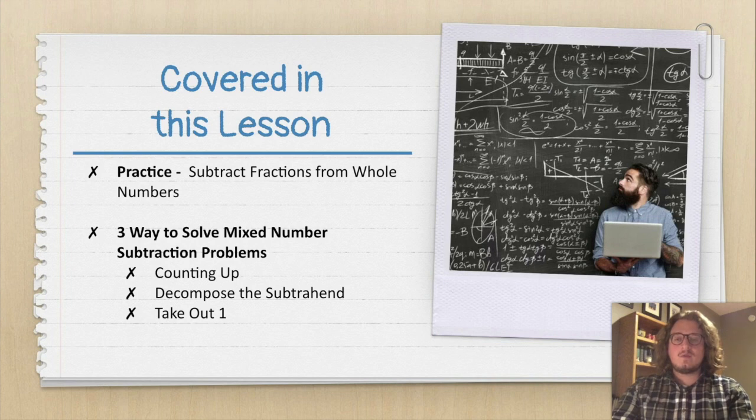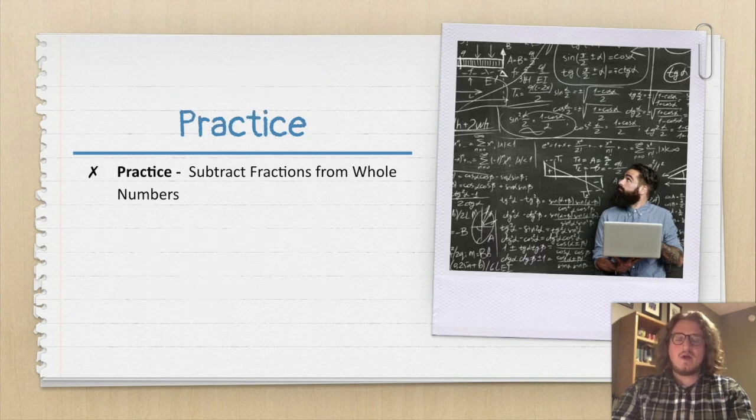Then we're going to learn 3 ways to solve mixed number subtraction problems. Counting up, decompose the subtrahend, and take out 1. If these sound familiar, that's because we've done them before. The only one that's really different today is counting up, but it's very similar to counting back, which we learned in Lesson 32. Okay, so our practice today is subtract fractions from whole numbers.